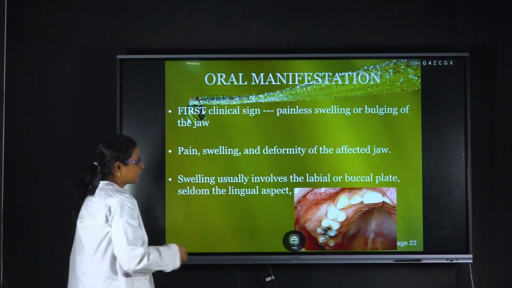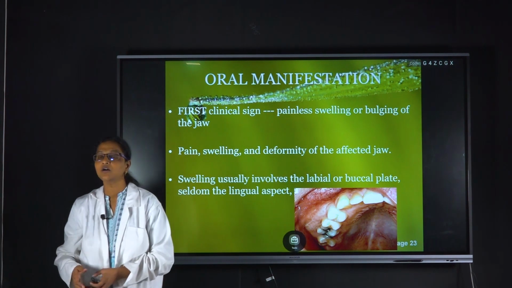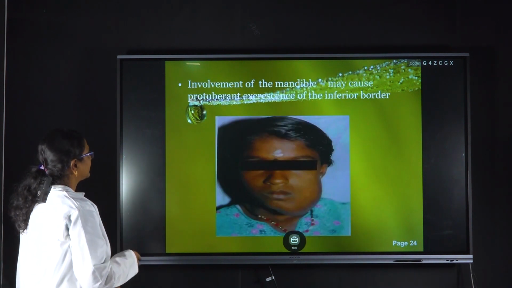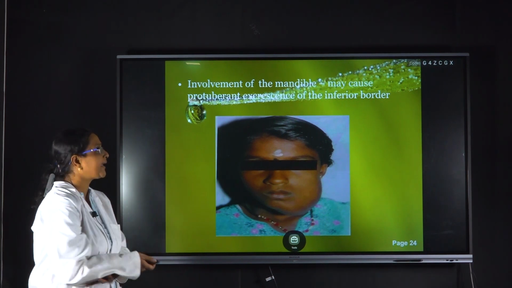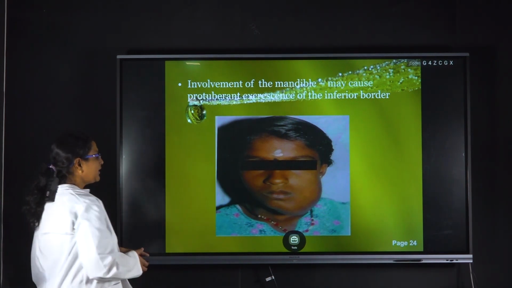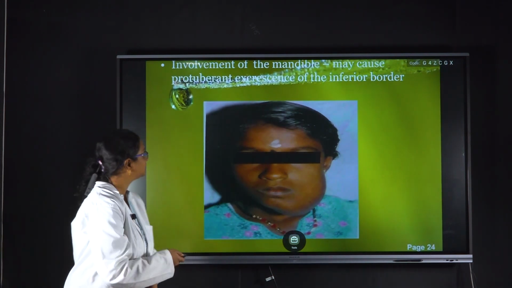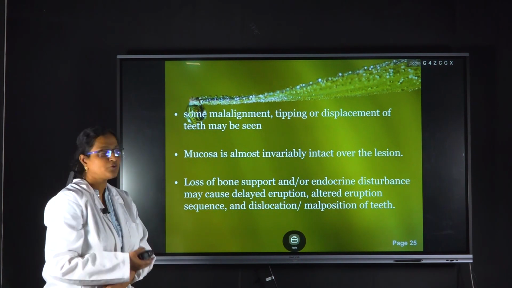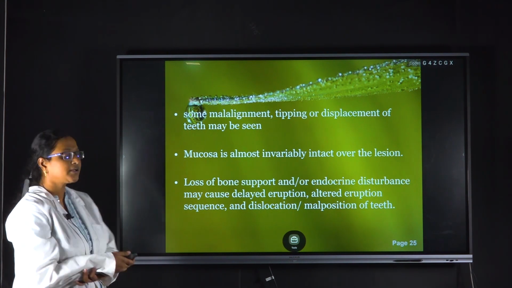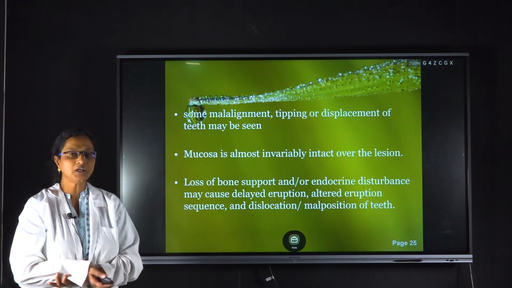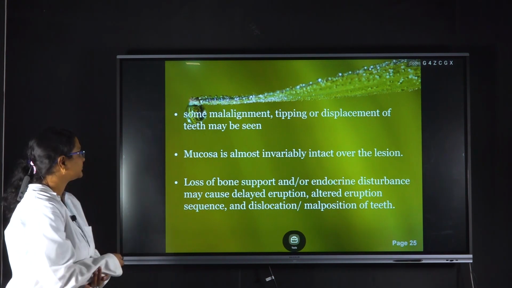This is a picture of a patient suffering from fibrous dysplasia, where he is showing the bony swelling of the posterior part of the maxilla. Sometimes there may be involvement of the mandible. When there is involvement of the mandible, there may be protuberant excrescence of the inferior border of the mandible. In this patient, you can see that the left side of the mandible is affected by fibrous dysplasia. And sometimes we may also see malalignment, tipping or displacement of the teeth. Because of the endocrinal disturbances, there may be delayed eruption of the teeth. And the mucosa which is covering the bone lesion is usually intact.